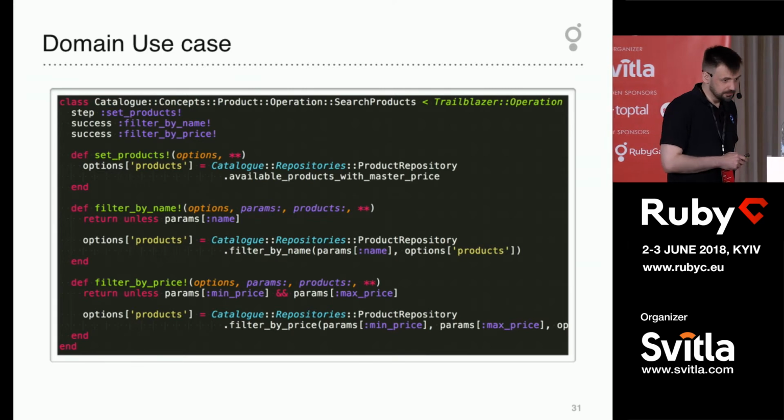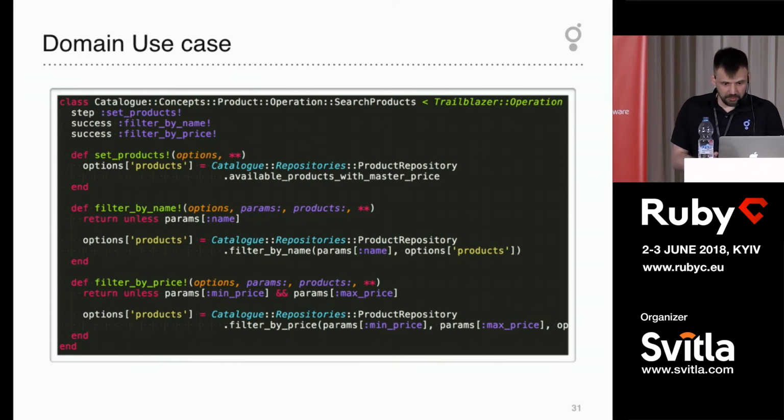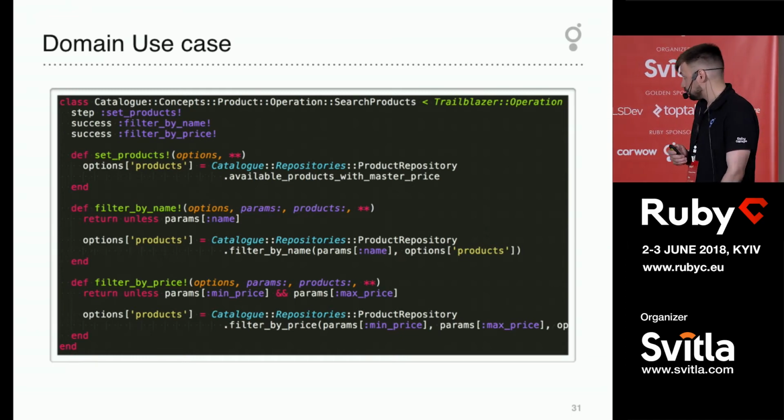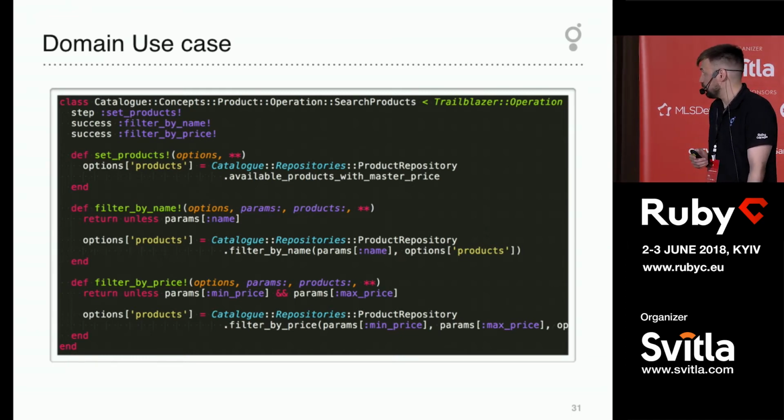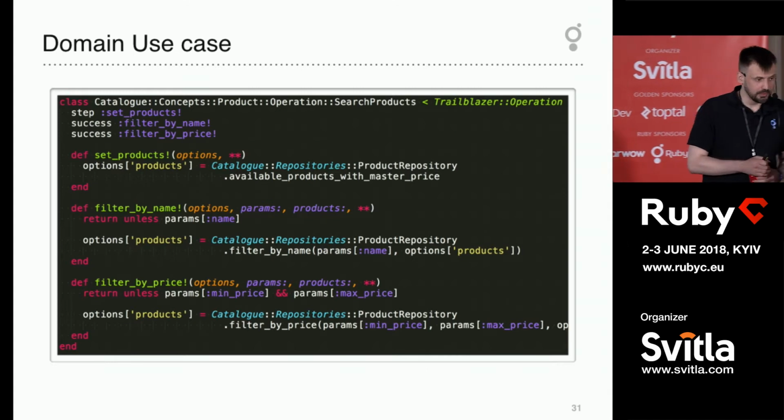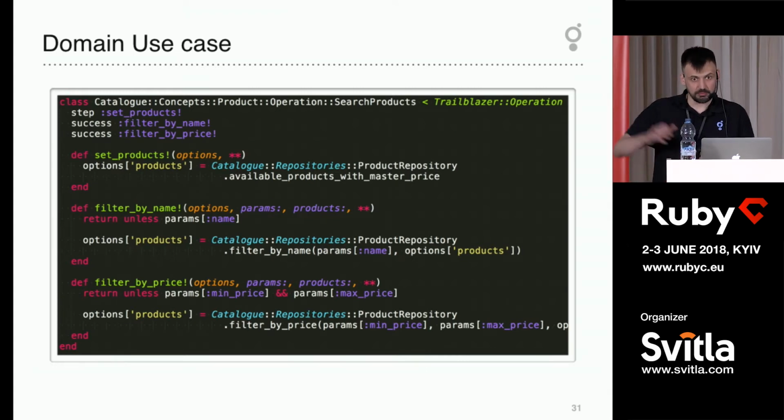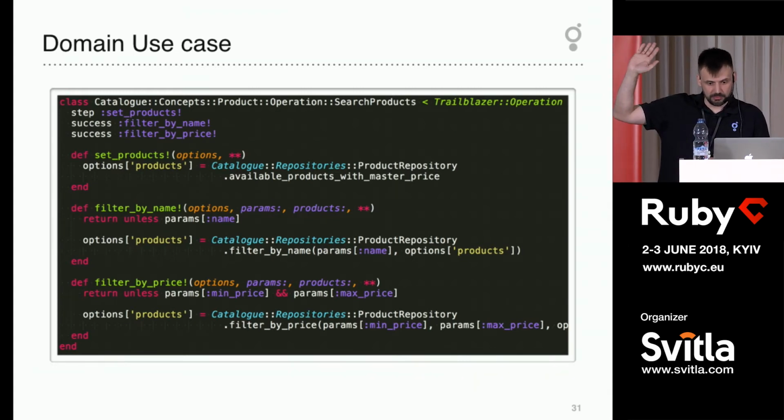Domain use cases. To implement domain use cases, we use Trailblazer operation. So it's good enough. Guys, maybe also, do you use Trailblazer operation?